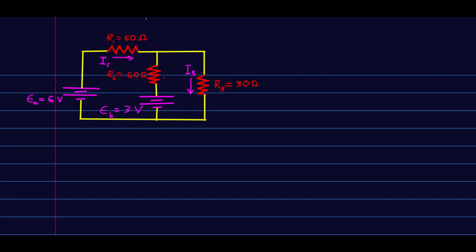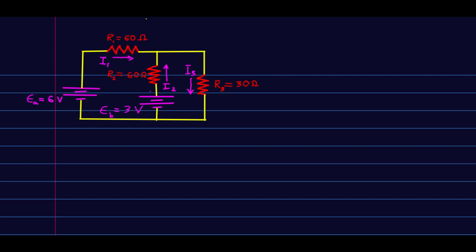Now, what about the current through this resistor? It's probably less clear which way that current is, but because of the way this battery is pointed, you might be inclined to guess that it's this way. It doesn't matter, it'll all come out in the wash once we solve.